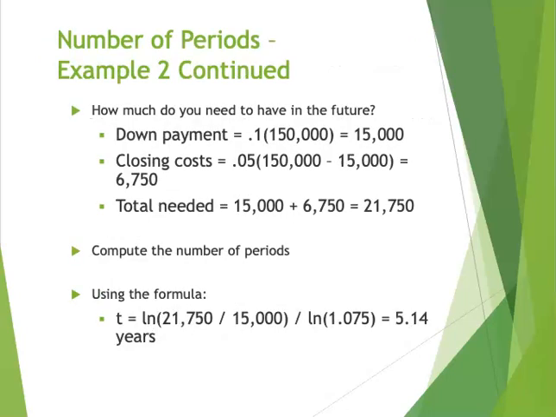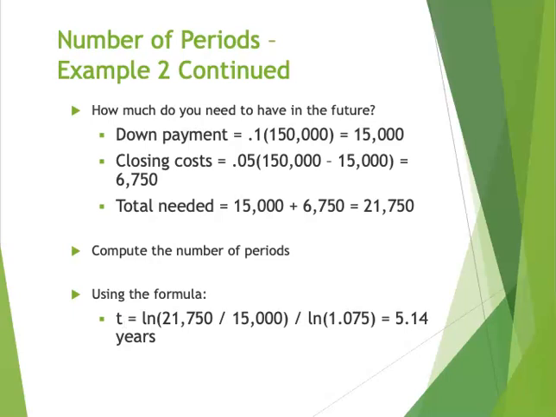So we know that our down payment was supposed to be 10% of the $150,000, which is basically $15,000. Our house cost a total of $150,000 and we already had $15,000, so our loan amount is going to be $135,000 and our closing costs were 5% of our loan amount, giving us $6,750. So the total amount of money that we needed was the $15,000 plus the $6,750, which is $21,750. Now we're trying to calculate our time horizon.